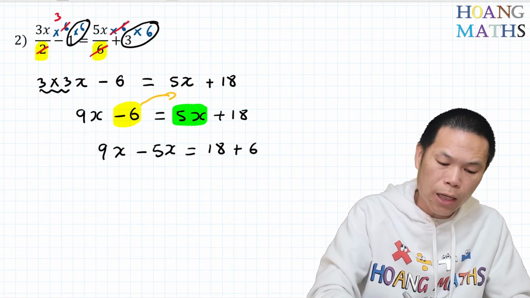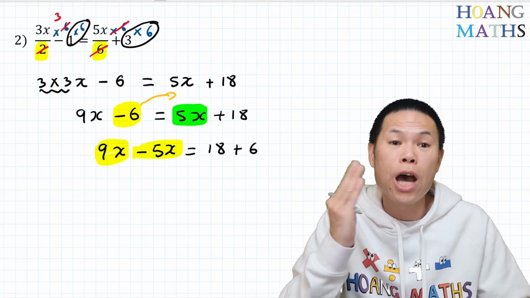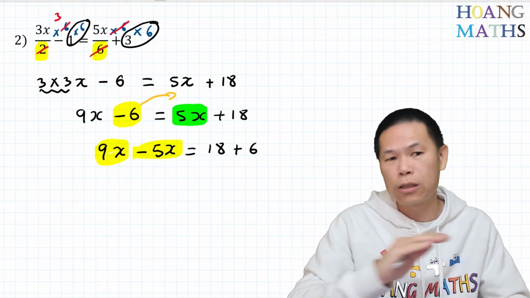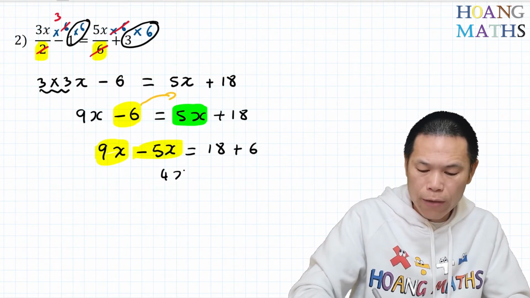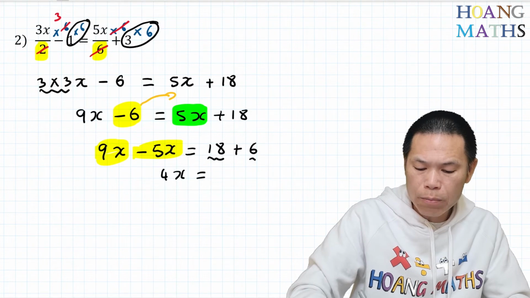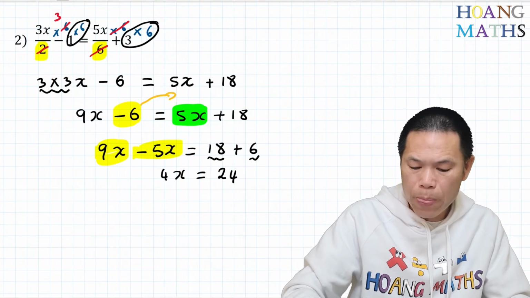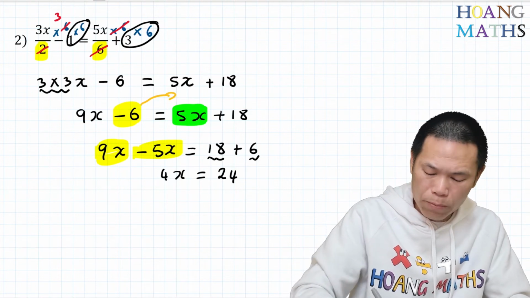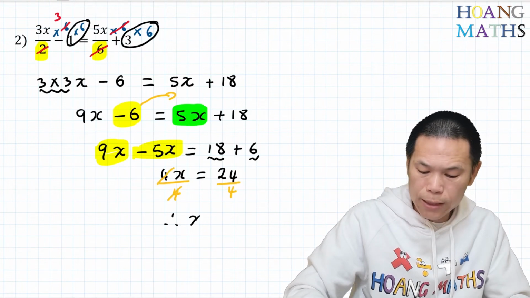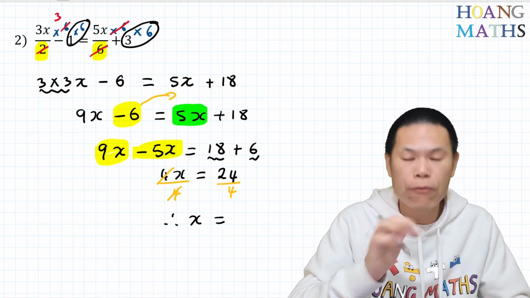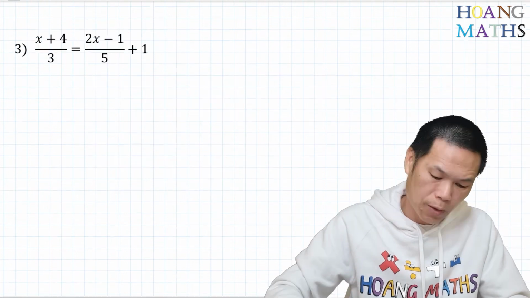So what I do now, I collect like terms. So we have 9x and then we minus 5x. So 9 minus 5 is 4. Otherwise, just put it on the calculator. 9 minus 5 should give you 4. So we have 4x on the left hand side. And we have 18 plus 6. So 18 plus 6 is 24. So we write 24 down. And then we divide everything by 4 because we get rid of this 4 here. So therefore, x is equal to, so 24 divided by 4 is 6. Otherwise, just put that on the calculator. You should get 6. Last one.